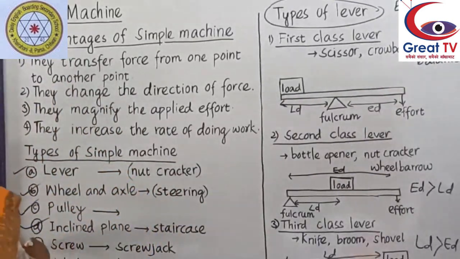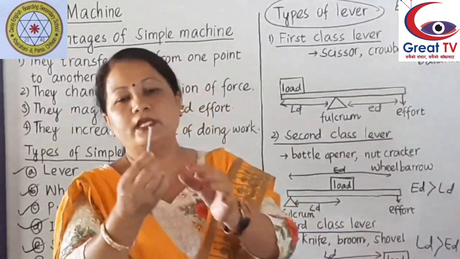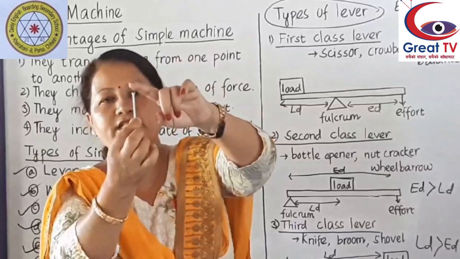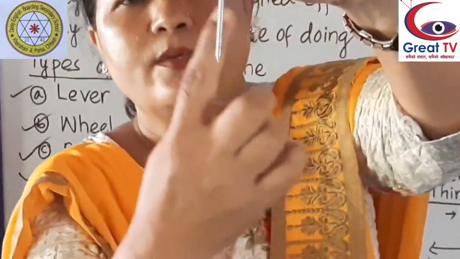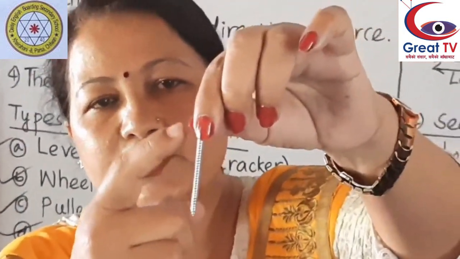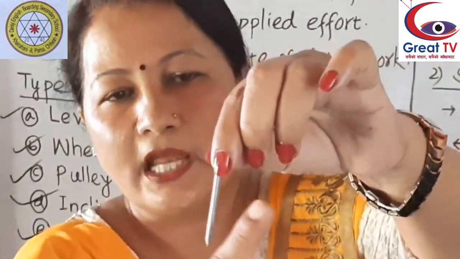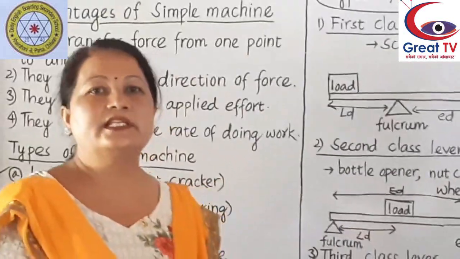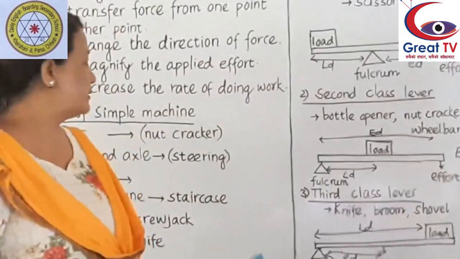Now next topic is screw. You can see screw nail at your home. The screw nail is a simple machine having threads over its cylinder. The distance between two threads is called pitch. Another example of screw is jack screw, which helps to change the wheel of vehicles.